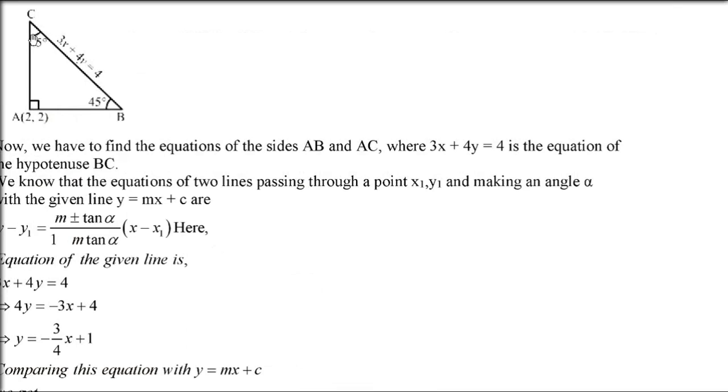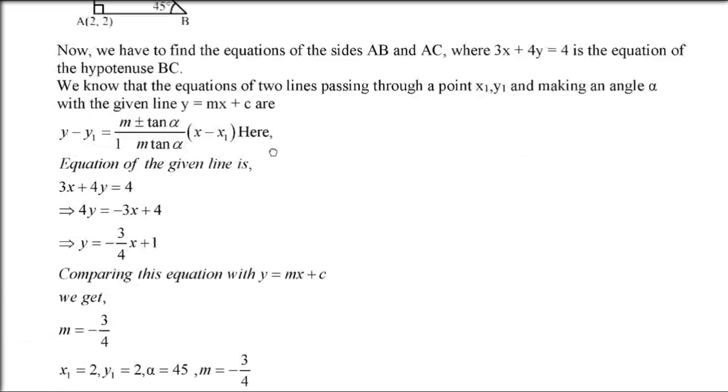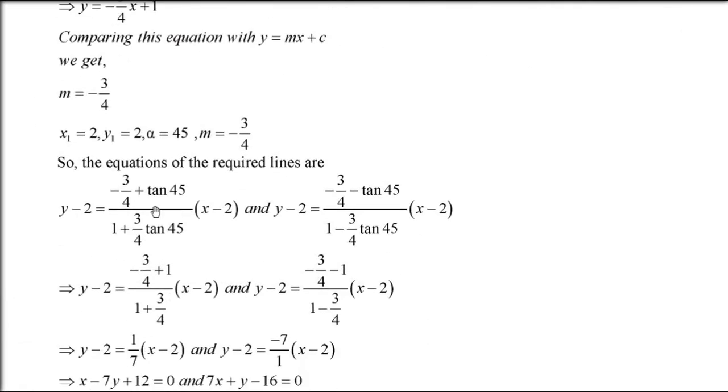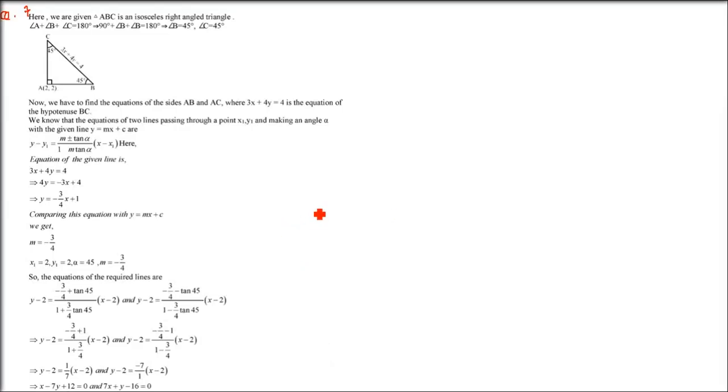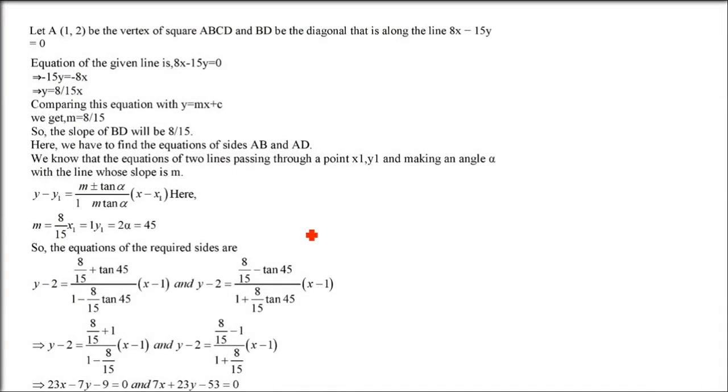And as I told you, two lines are passing through A, which is (2, 2), having equal angles of 45 degrees with 3x plus 4y equals 4. So just put it here, all the values are in front of you: tan 45 is 1, m as minus 3 by 4, x1, y1 as 2, 2. One time you take plus in the numerator, negative in the denominator. Other time you take negative in the numerator, positive in the denominator. These two equations are going to come. If I do it, it will take a long time. So these are the two equations.